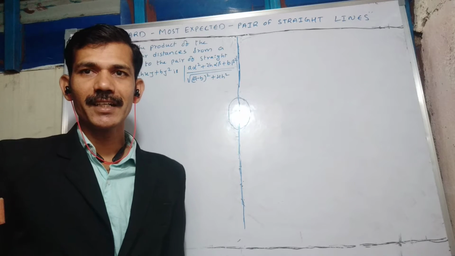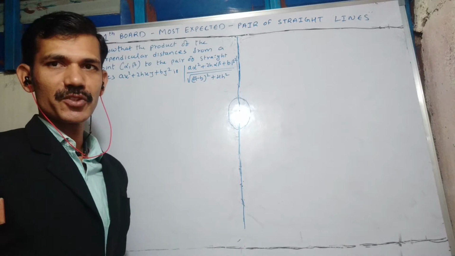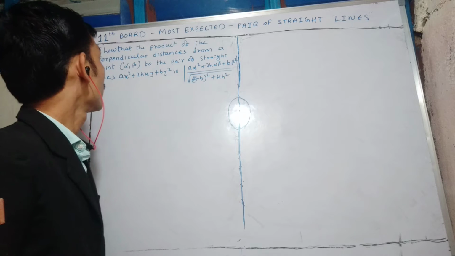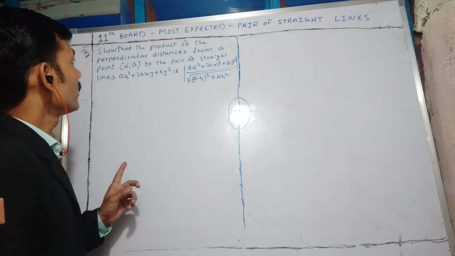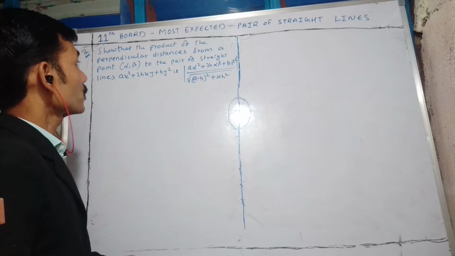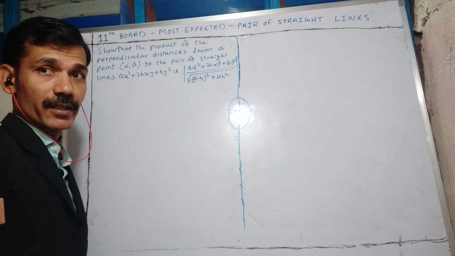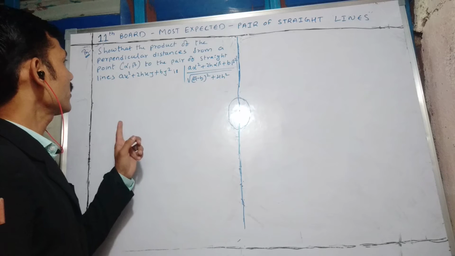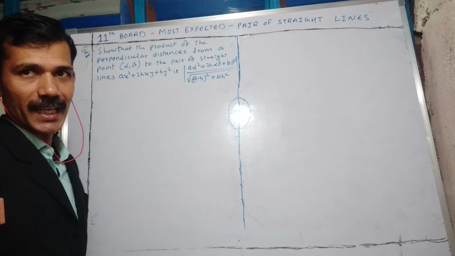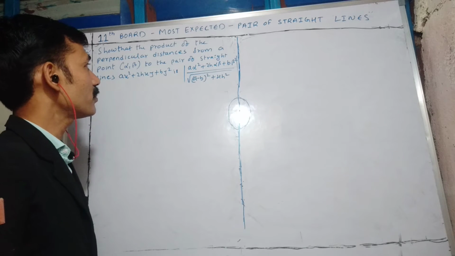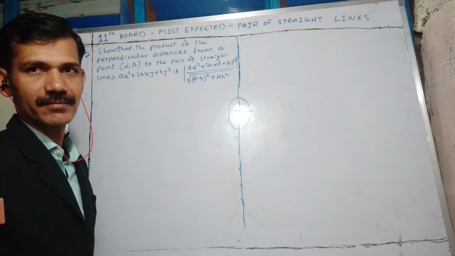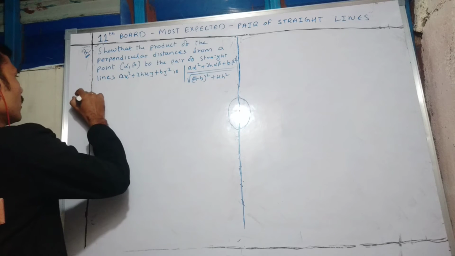Welcome to all. Let us solve a theorem from pair of straight lines of class 11. They have told we have to show that product of the perpendicular distances from a point alpha comma beta to the pair of straight lines given by ax square plus 2hxy plus by square is this. Okay, how to prove this we'll see.